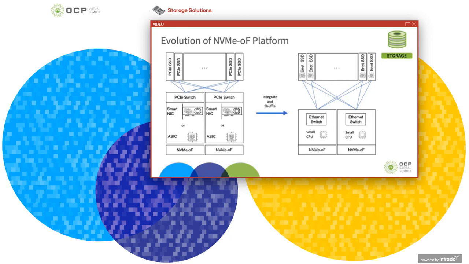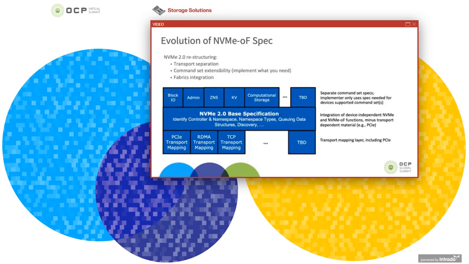Let's move on to the evolution of NVMe over Fabric Spec. NVMe 2.0 Spec is undergoing some major restructuring. If you look at the diagram, the middle layer represents the base spec with device-independent NVMe and NVMe over Fabric functions, no transports. The bottom layer represents transports with clean bindings, effectively allowing separation of transports from base functionality and allowing more transports to be added as needed.